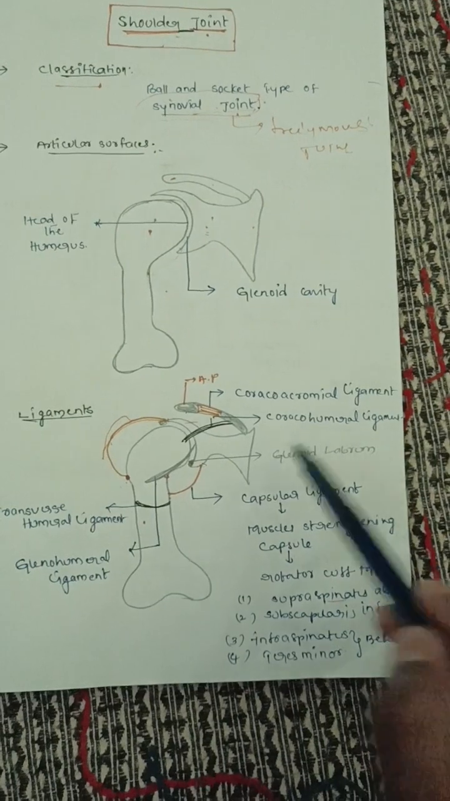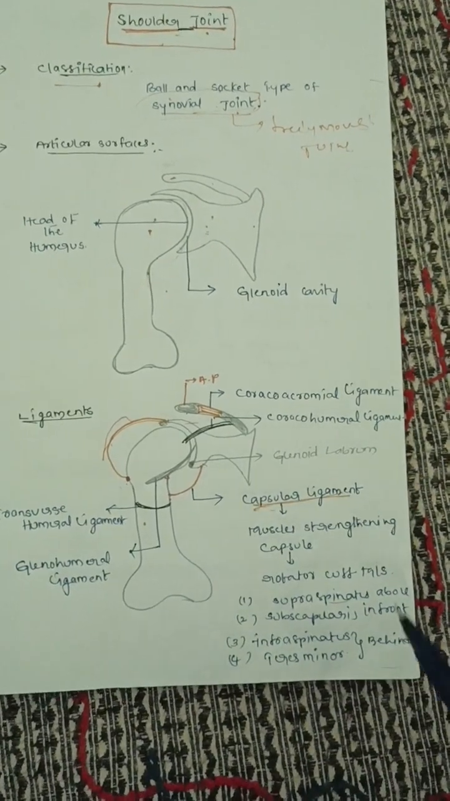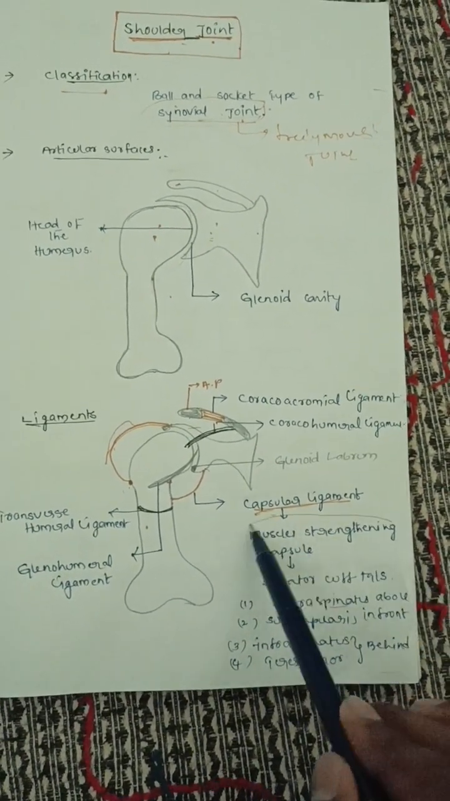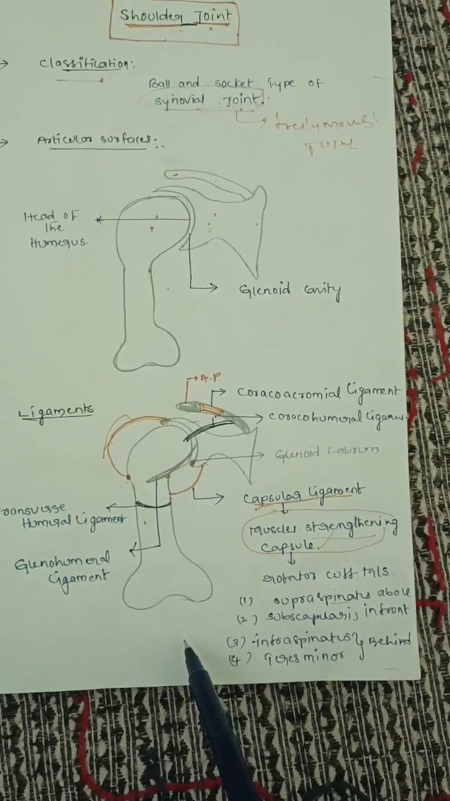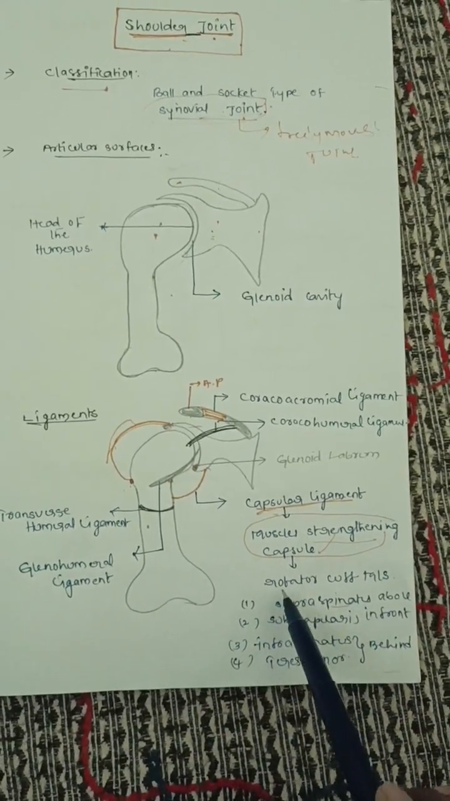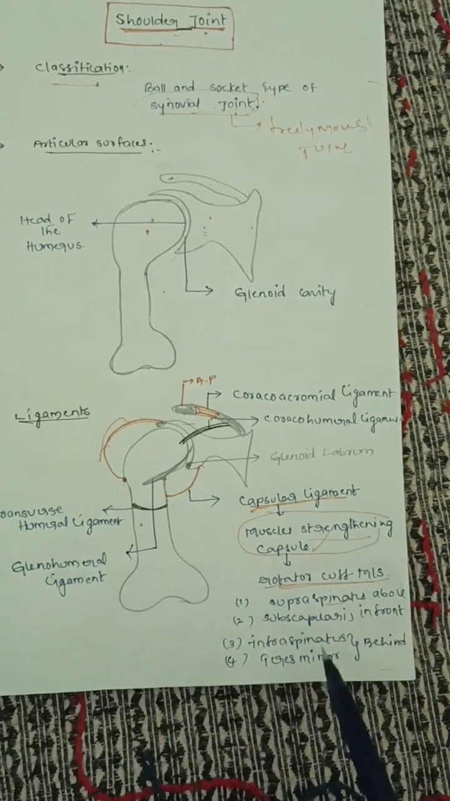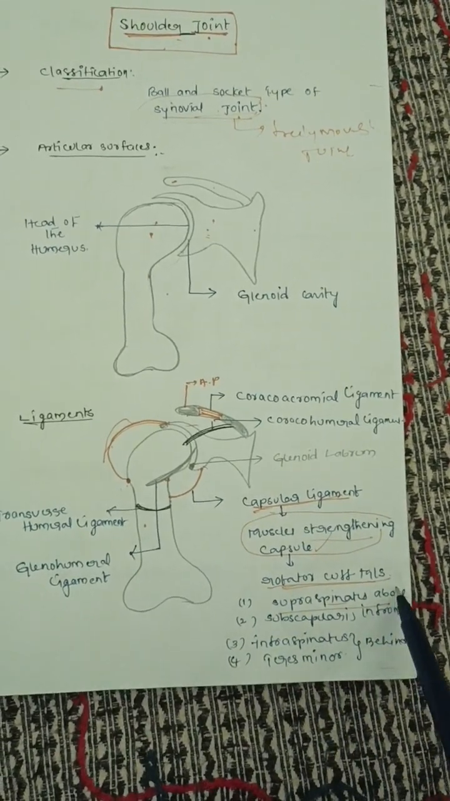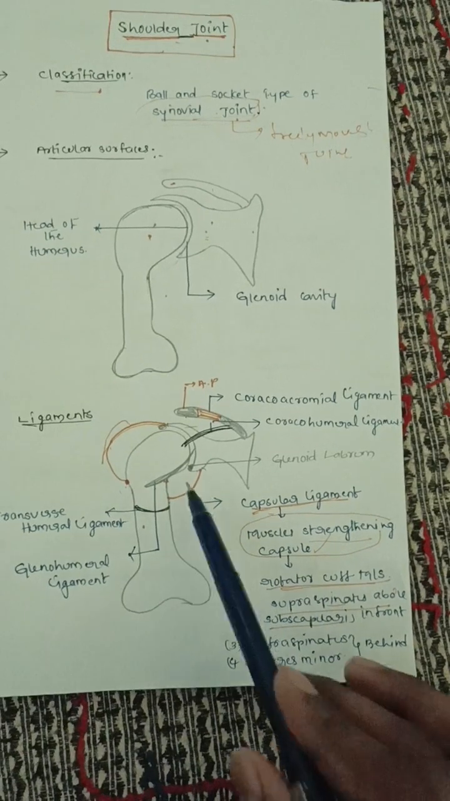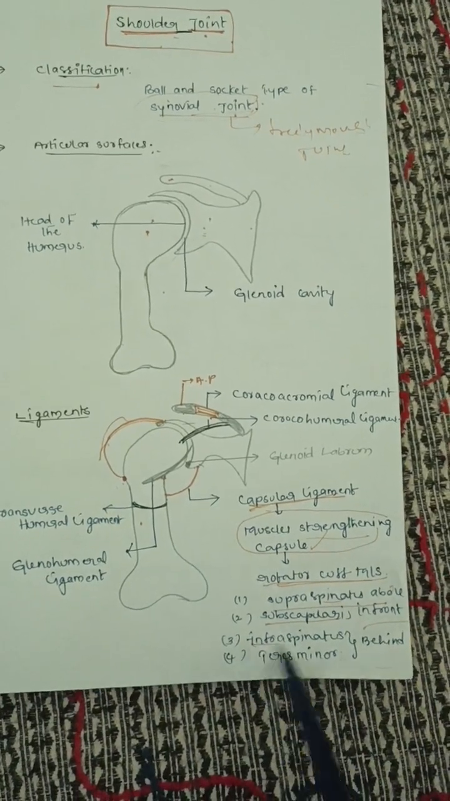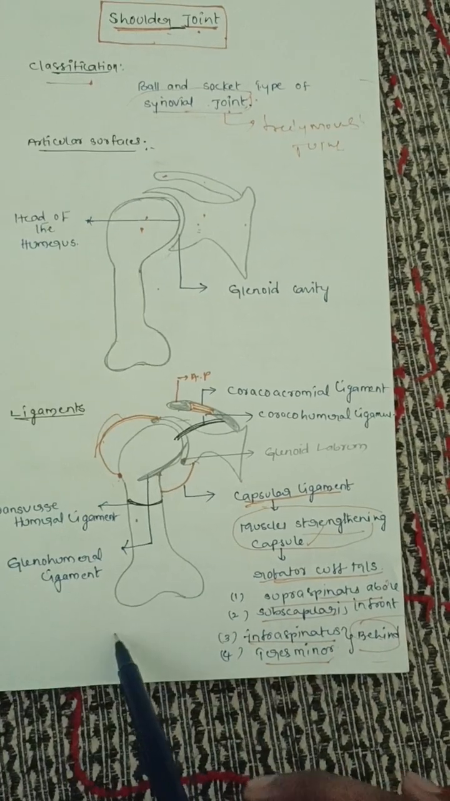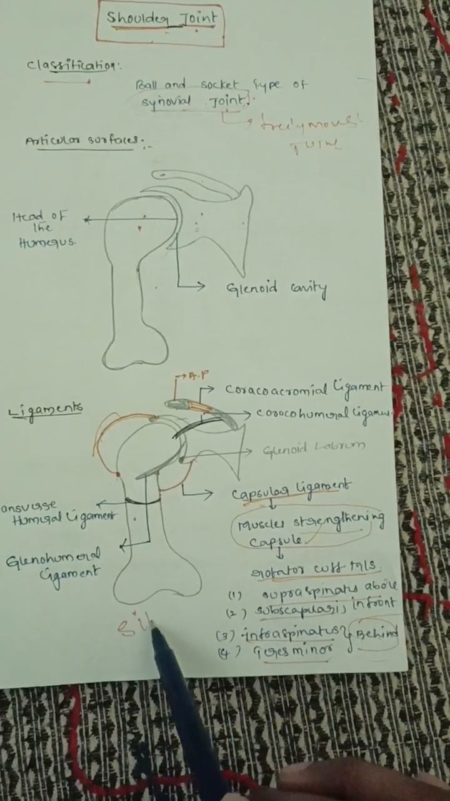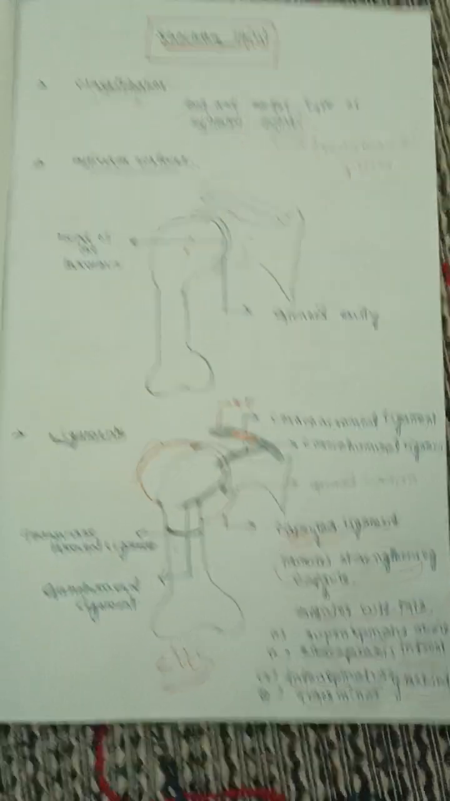This capsular ligament is strengthened by the musculotendinous muscles, also called the rotator cuff muscles. Those are four muscles: the supraspinatus muscle above, the subscapularis muscle in front, and the infraspinatus and teres minor muscles behind. These muscles form a cuff, called the SITS muscles.